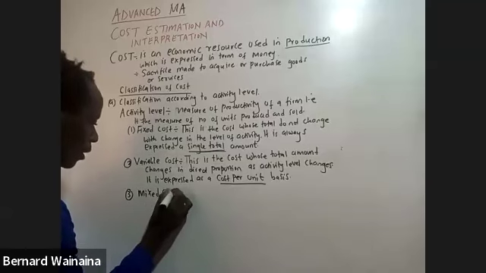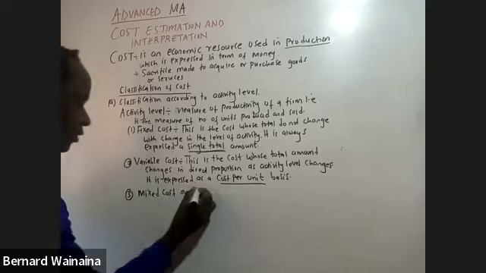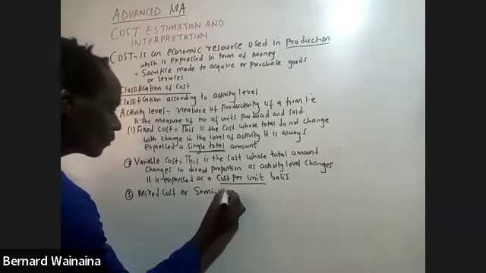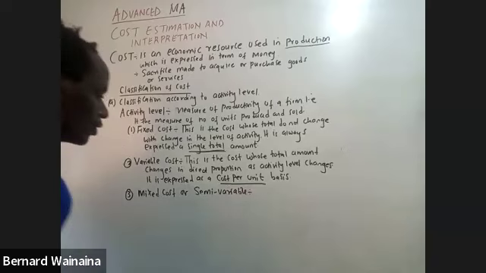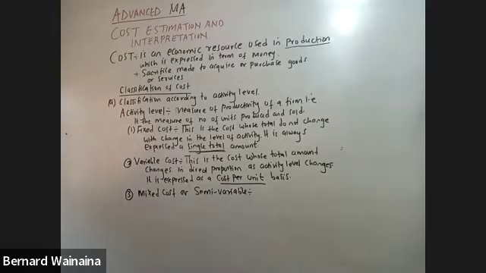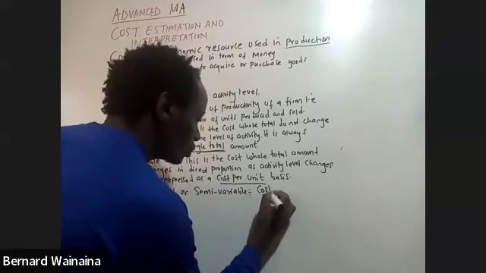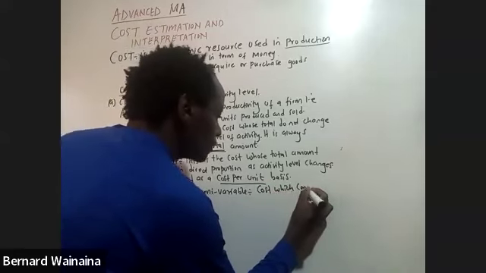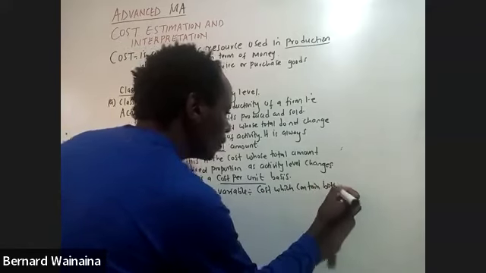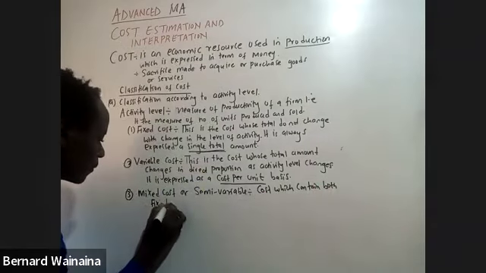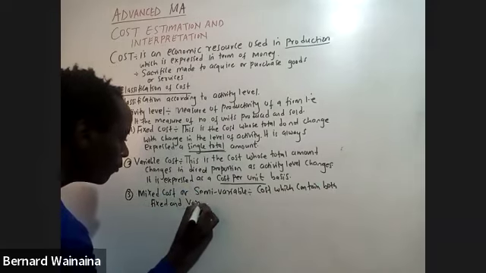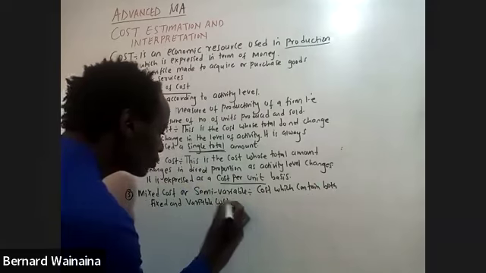Mixed cost, also called semi-variable cost. These are those costs which have some elements of both fixed cost and variable cost. You can say these are costs which contain both fixed and variable cost.